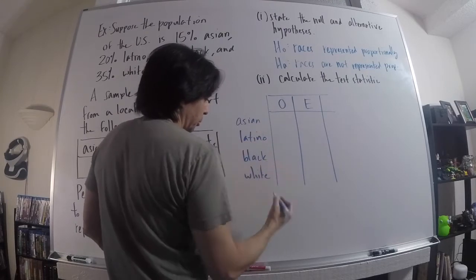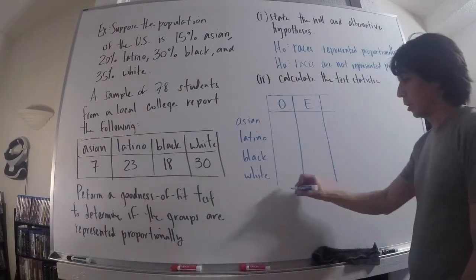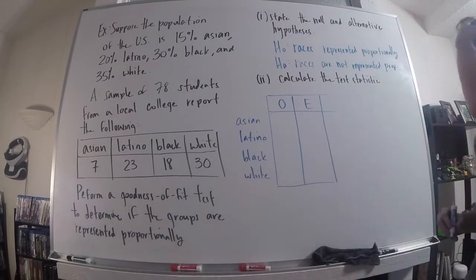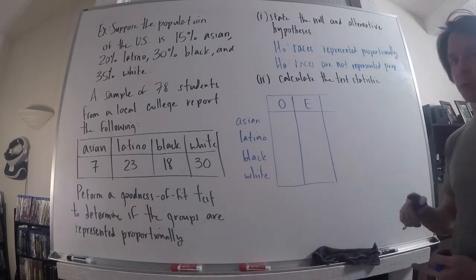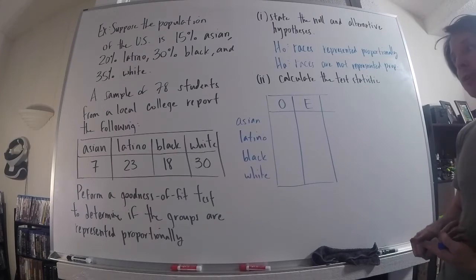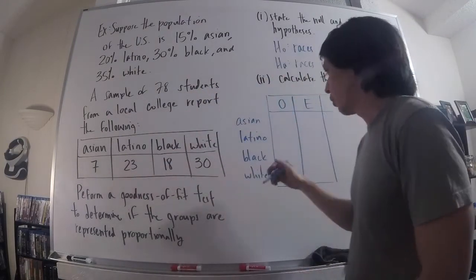You're obviously not going to put that in the list feature, but that's going to help me keep them straight as I work through building my list. Okay, my O's. Erase the definitions, but the O's stand for observed. The observed frequencies in your sample. The 78 people, 7, 23, 18, 30.